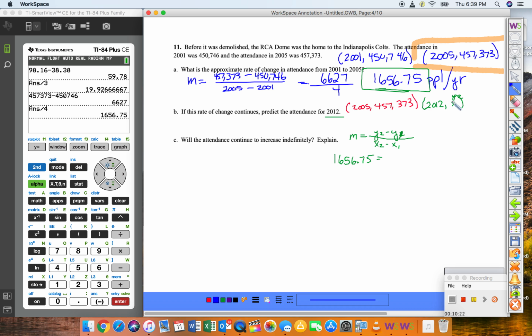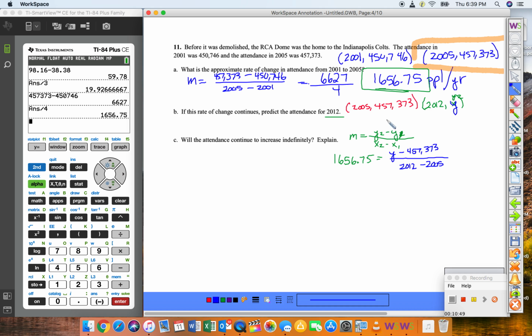And I don't know y2. I should have probably called that y. Let's not have him be an x. Let's have him be a y, because it would be silly to make a y value variable x. So we're going to call him y instead. We're going to have y minus y1, which is 457,373, over 2012 minus 2005.